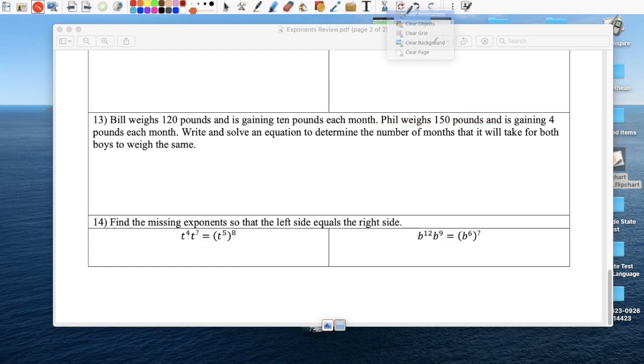That's your bonus. Next one, Bill weighs 120 pounds and is gaining 10 pounds each month. Phil weighs 150 pounds, gaining 4 pounds each month. Write and solve an equation to determine the number of months it will take for both of them to weigh the same. All right, so let's talk about Bill.